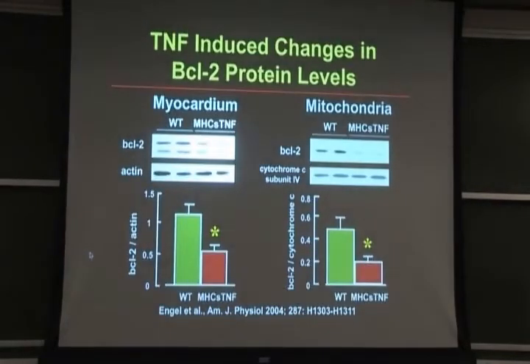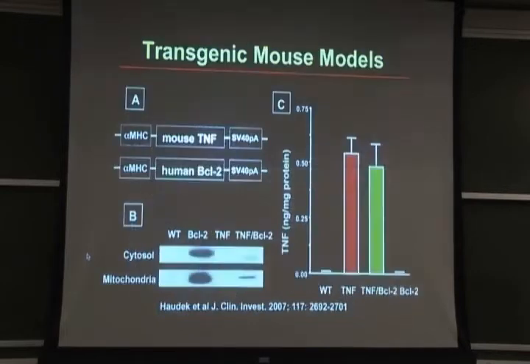So David Engel, who was a postdoc in the lab at that time, when we measured BCL2 protein levels in the myocardium, you can see that they were reduced compared to the wild-type mice. And then what David did was actually isolate mitochondria from isolated cardiac myocytes. And you can see that there was very little BCL2 protein that was in the mitochondria. If you remember that cartoon I showed you before, BCL2 is one of the proteins that stabilizes the mitochondria. So we thought that perhaps BCL2 loss through TNF activation was driving the apoptosis.